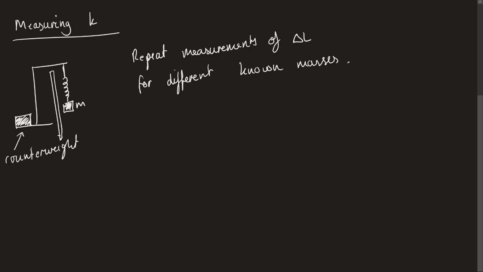Okay, so obviously the more mass that we put on, the more weight we have, since weight would be equal to the mass times the gravitational acceleration. Then we would form a graph of F against delta L, and what we'll find is that you should get a straight line.